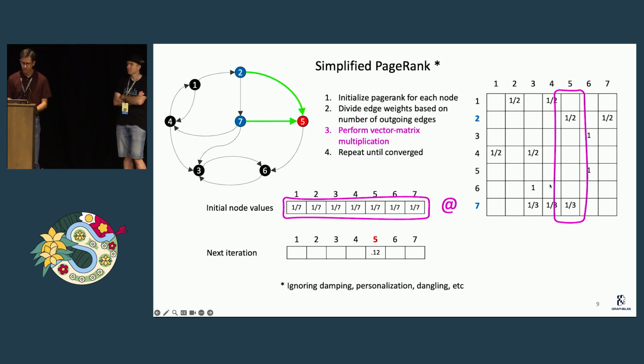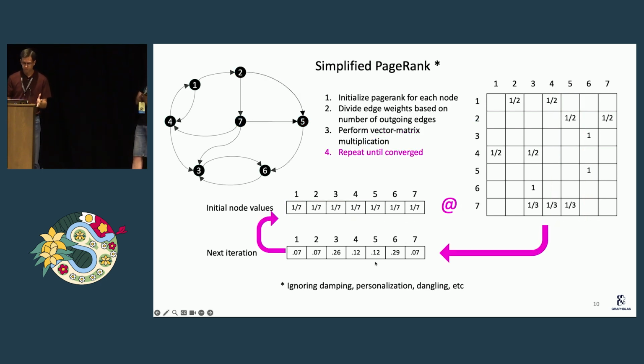Here, if we're just looking at node 5, it becomes a dot product of our current node values with column 5. It's sparse, so they're not all going to be there, but it's a representation of all the incoming edges, because we're going down a column, of all the incoming edges and the weights that come down into node 5, and that's the new computed value. We, of course, do the full vector matrix multiplication, get all the values. We keep iterating until it converges, and that's Pagerank. That's all it is.